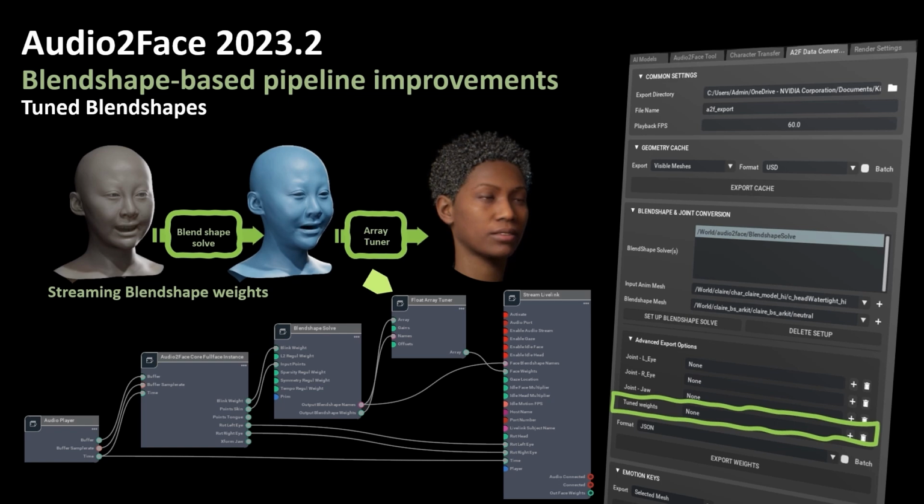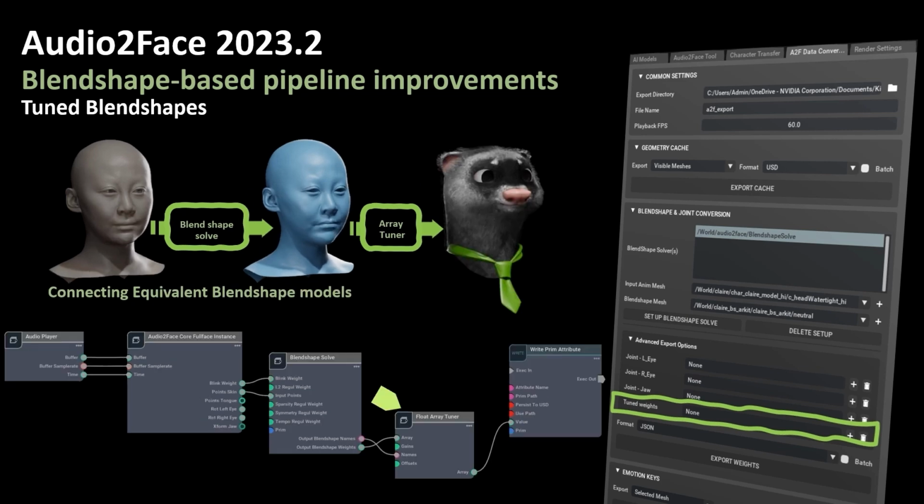Practical situations where the tuner node is useful include streaming blend shapes through the Stream Live Link node, for example to a MetaHuman character. In this case, if the receiving character is different, the tuner can be edited to obtain a good mapping between the characters. Similarly, the tuner node can help mapping different characters within the Audio2Face app as well.